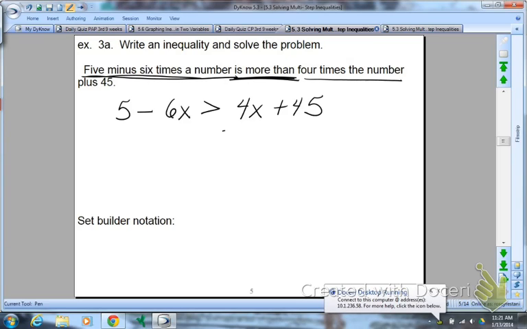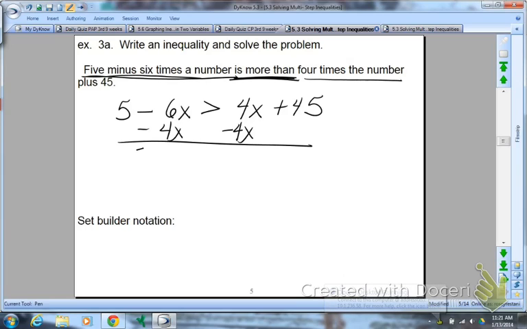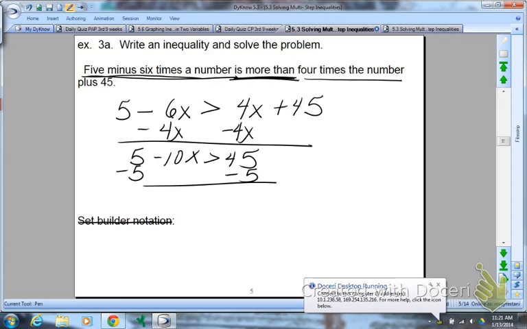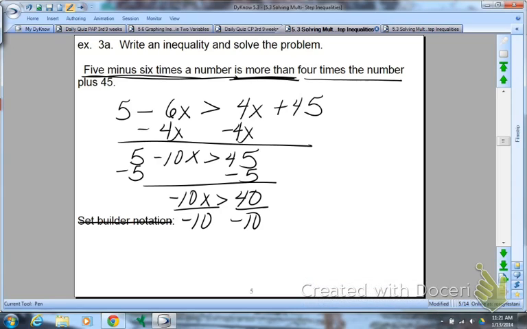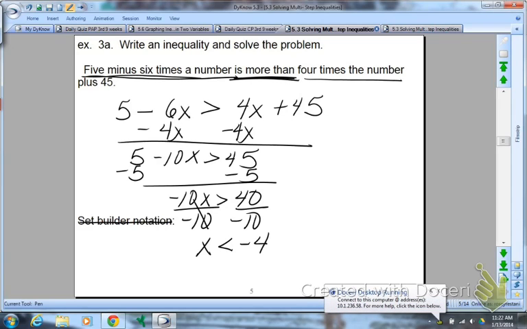So let's solve it. I'm going to subtract 4x on both sides. So that's 5 minus 10x is greater than 45. Subtract 5. That's negative 10x is greater than 40. Divide by negative 10. Because I divided by a negative number, I'm going to flip it and get x is less than negative 4. Now, it didn't say to graph, and we're skipping the set builder notation, so here's my answer.